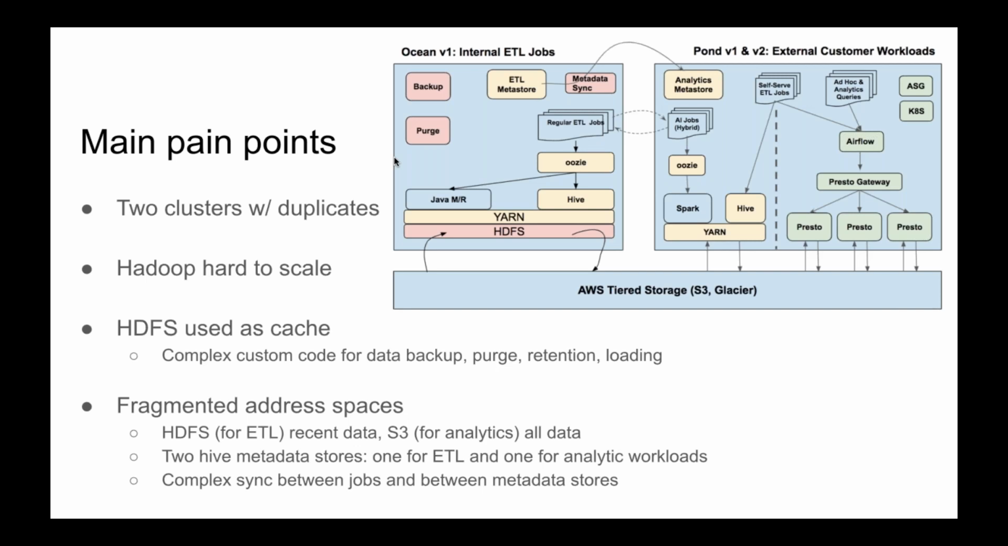The fourth problem here is the address spaces are fragmented across different clusters. We are using HDFS for caching recent data. They are serving primarily the ETL jobs. And we're using S3 for the analytical workloads to access all the data, the entire history of data. So to do this, we must maintain 2 Hive metastores. One is for ETL and one is for analytical workloads.